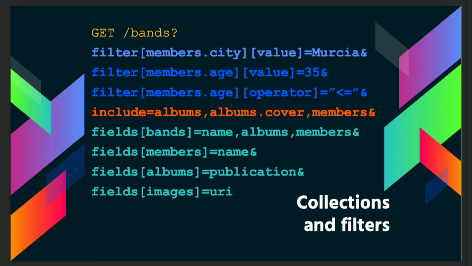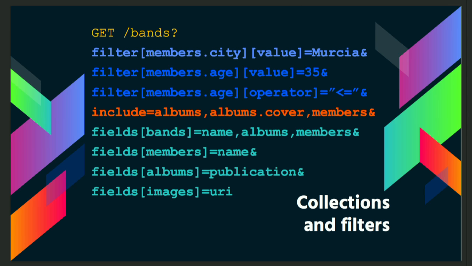You add to the URL. So first, you add a filter, and note that we are requesting bands, because we're doing GET on the resource bands. But the filter is not even in the band's properties. We're filtering based on the member's properties. So we do filter members.city equals Murcia, and then we add another filter called members.age, and we say 35, and it has to be less than 35, so we add an operator, and we get all the bands that have members with city Murcia and with age less than 35. So once you are finished getting all your bands, then you include all your relationships. You include all the albums for the bands, all the cover images for the albums, and all the members. And then you limit the fields that you get back.